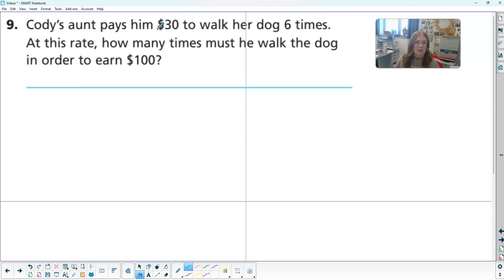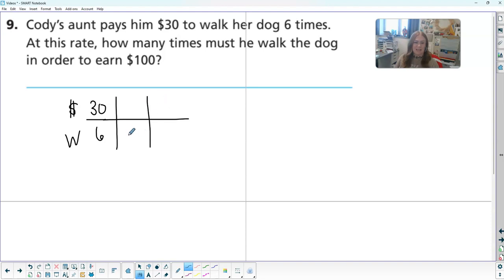Cody's aunt pays him $30 to walk her dog 6 times. So we have money and we have walking the dog. So if we're doing $30 for 6 times, oh, we're making a chart first, sorry. It wants to know how many times must he walk the dog. So how many times walking the dog, this is what we're looking for here, to earn $100.